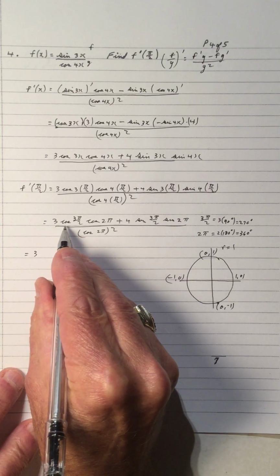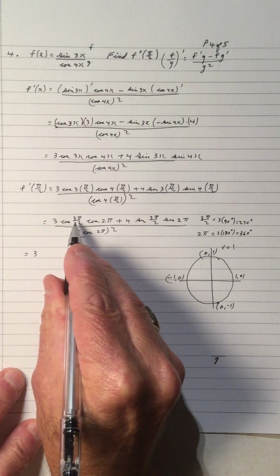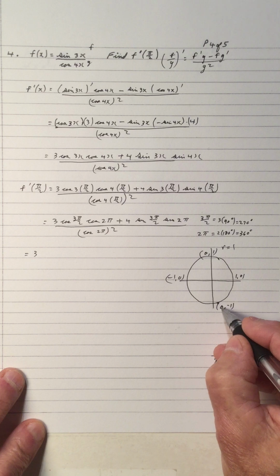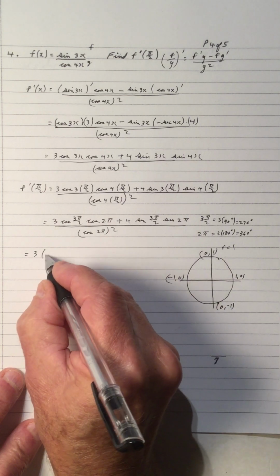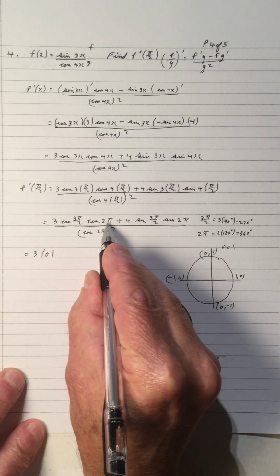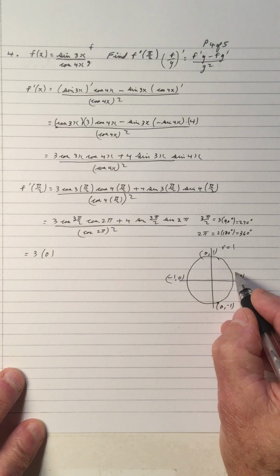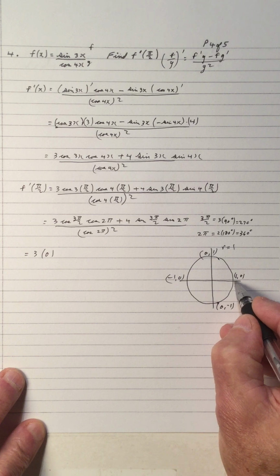So let's look at the cos of 3 pi over 2. That 3 pi over 2 is 270. Cos is the x, so the x is 0. The cos of 2 pi is the cos of 360, which is all the way around here. Again, cos is the x, so we have a 1.